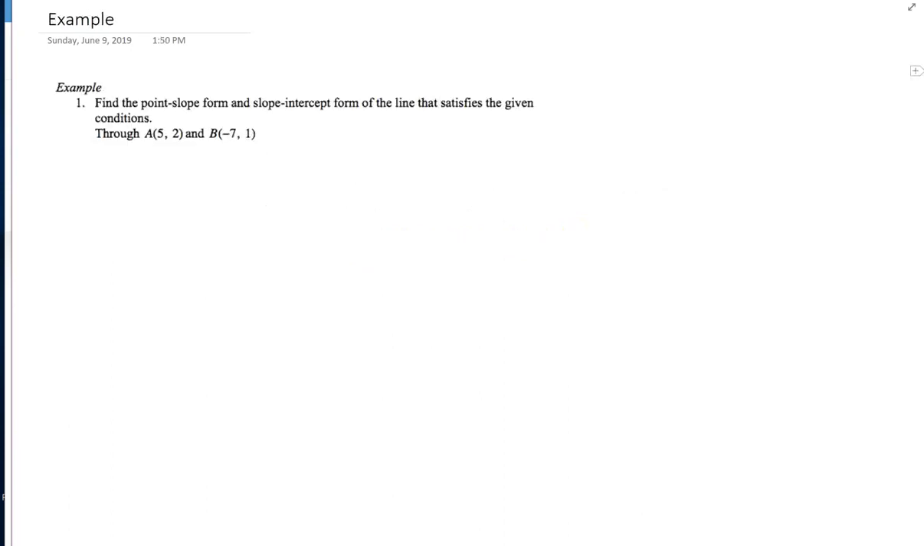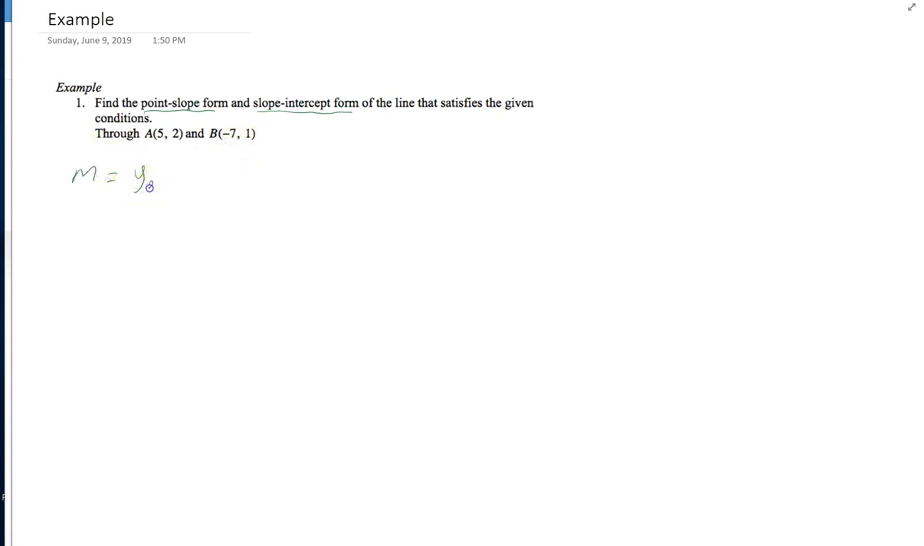Let's look at an example. Find the point-slope form and also the slope-intercept form of the same line that satisfies the conditions: through points A (5, 2) and B (negative 7, 1). Now, first of all, I want to find the slope of that line.